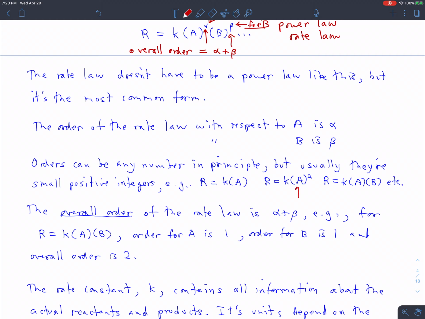In this case, this rate law is second order in A, 0 order in everything else, and second order overall. And this rate law is first order in A, first order in B, 0 order in anything else that may be around, and second order overall. First order in A and first order in B is 1 plus 1, second order overall.